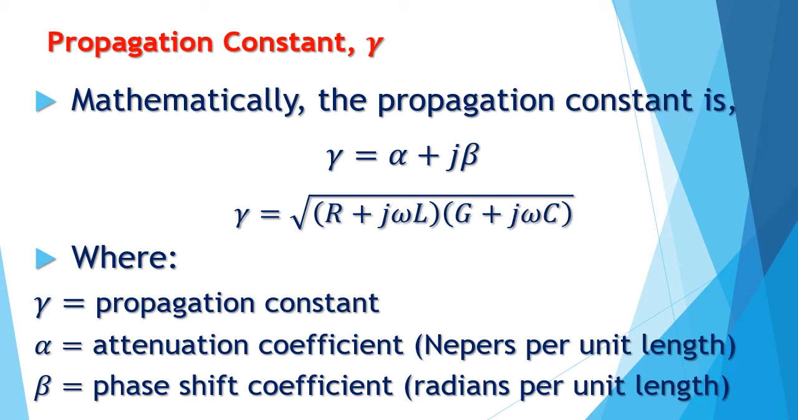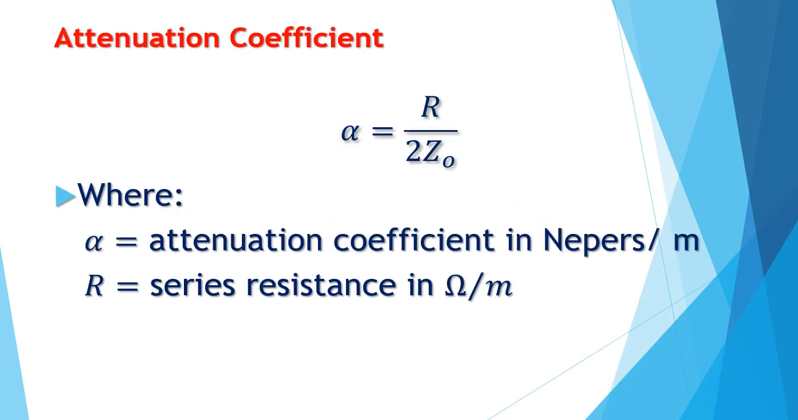Alpha is the attenuation coefficient. We should convert it to nepers per unit length before using this formula. And beta is the phase shift coefficient, which should be in radians per unit length for this formula to be applicable. Now alpha, the attenuation coefficient, can be solved using this formula. Alpha is equal to R divided by 2 times Z sub O. R is the series resistance in ohm per meter, and Z sub O, of course, the characteristic impedance in ohms.